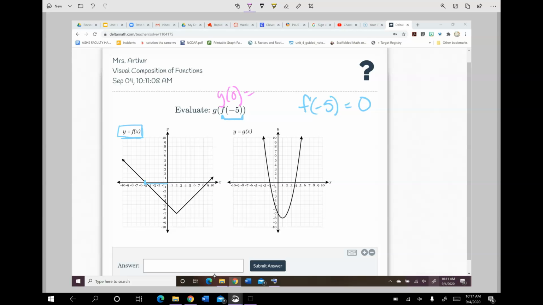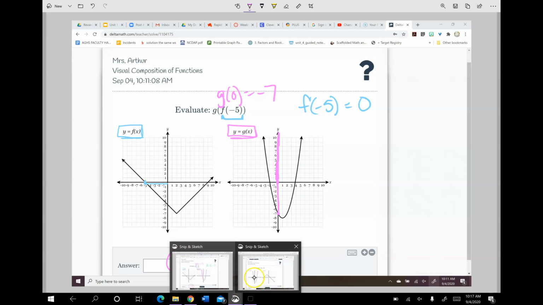So now that I know that f of negative 5 equals 0, I can replace this negative 5 with 0. And now I'm going to the g function and I'm looking for when x is 0, what is y? When x is 0, that's right here. There's no graph here. The graph's right here. It intersects at negative 7. So my answer here would be negative 7. Okay? Let's do the last graph one.